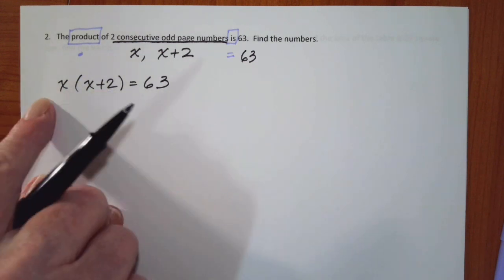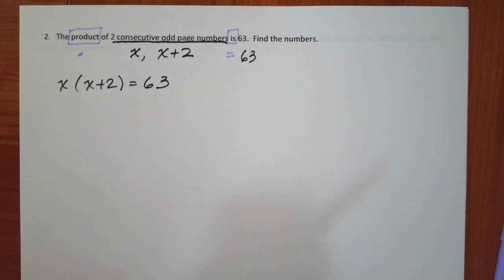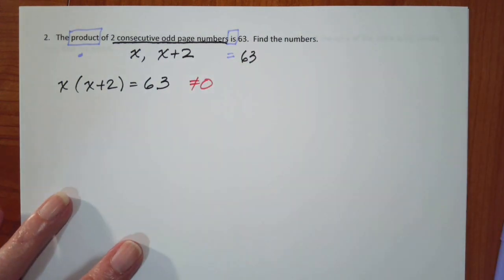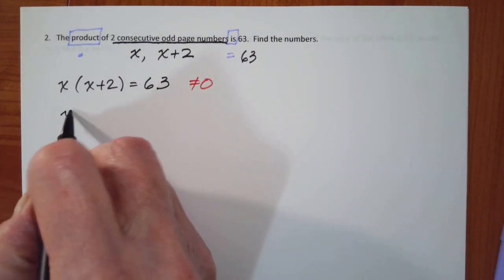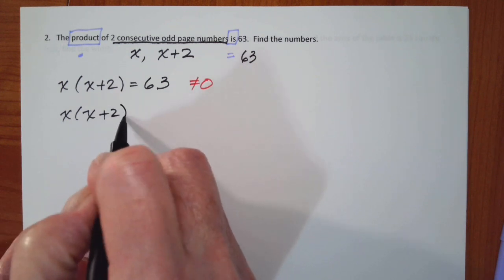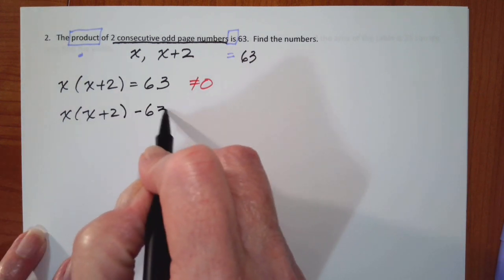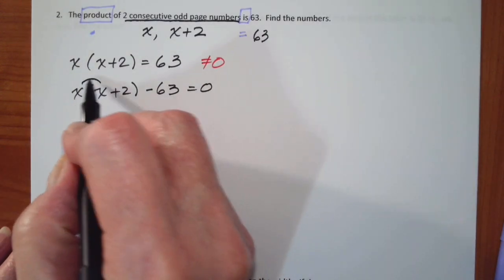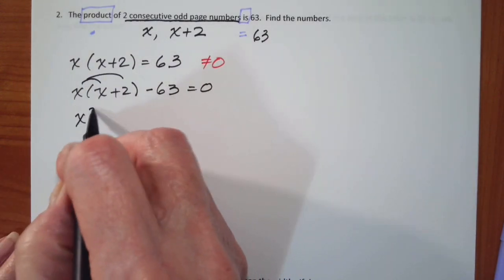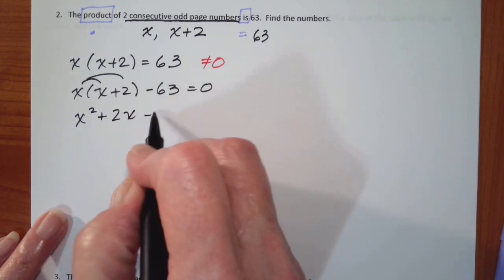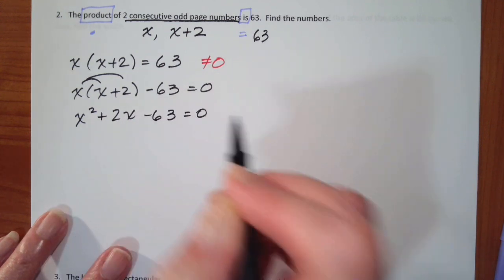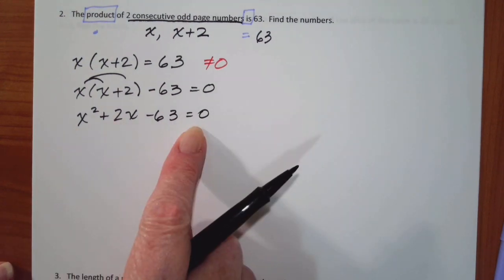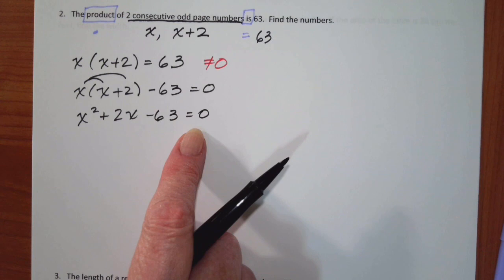Now I'm going to have a quadratic because x times x is going to be x squared, but the first thing I notice is this is not equal to 0. So I'm going to write this as x times x plus 2 minus 63 is equal to 0. When I distribute, I have x squared plus 2x minus 63 is equal to 0. Okay, so now it's a quadratic. It's equal to 0. So now I can look at how I'm supposed to factor it.